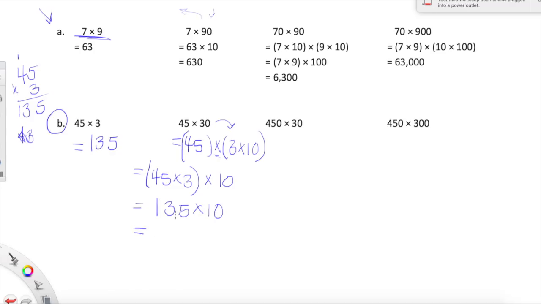Just think about 135 in the place value chart, and just think about the fact that each of those digits are going to shift over one place value to the left because we're multiplying by 10, and our resulting product is going to be 1,350.